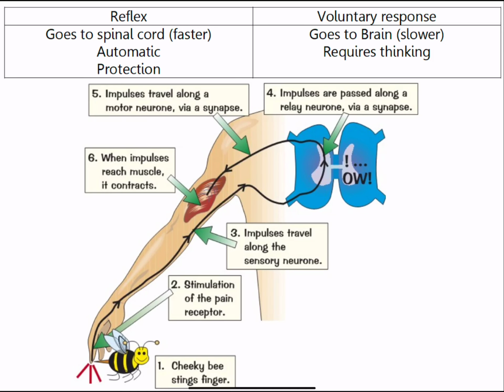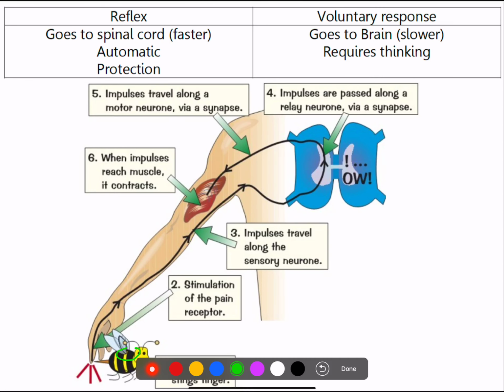Okay, so you have reflexes and voluntary responses. Now, the difference is that a reflex is automatic and it's usually for protection, whereas a voluntary response is something that requires thinking, so it involves the conscious part of the brain, whereas a reflex only goes to the spinal cord. Therefore, it's much faster. Okay, so we can see in this example, this bee has stung the person.